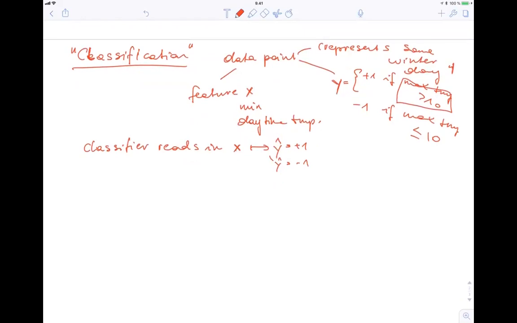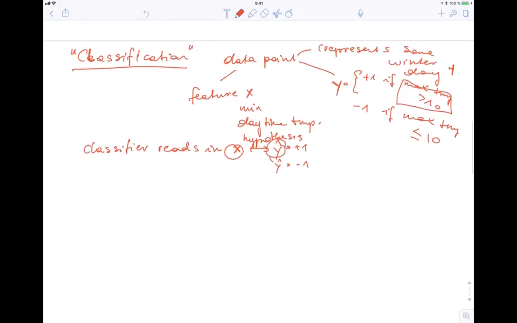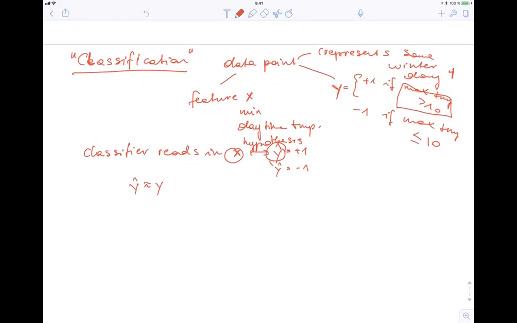In the end, it's again about learning a map or a hypothesis that maps the feature, X is the feature, to a predicted label, Y hat. And we want to learn a hypothesis such that Y hat, the predicted label, is equal to the true label as often as possible.